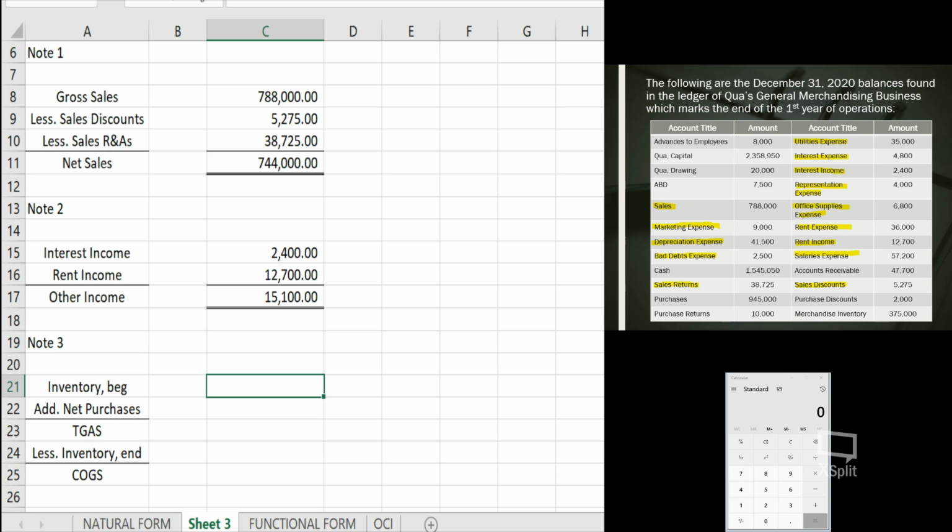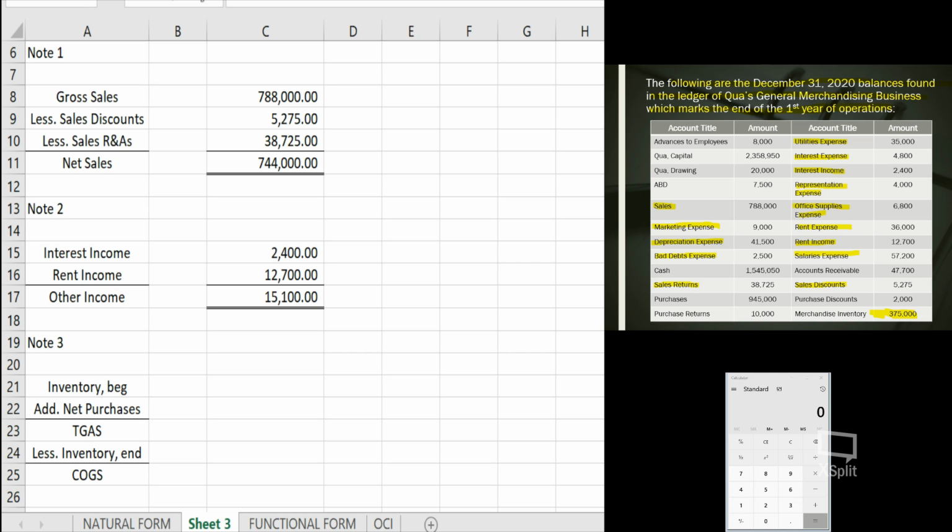So let's look at the problem. Okay. Meron tayong given dito guys na merchandise inventory. Itong amount na to. Now, our next problem here is this beginning or is this end? Okay, now, how do we know that? We have to read the given information. The following are the December 31 balances found in the ledger of Kuwa's general merchandising business, which marks the end of the first year of operations.